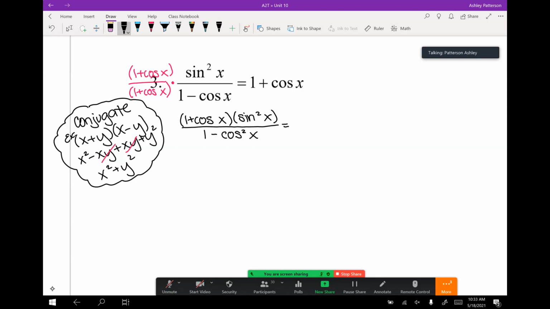Is this one of our Pythagorean identities? Yes. It is. What does it equal, Natasha? Sine squared x. Perfect. So at this point, since we've made the denominator a squared term, we can simplify and substitute in sine squared of x in the denominator because it is one of our Pythagorean identities. And then it cancels out. Perfect. We have a sine squared x in the numerator, a sine squared x in the denominator. They reduce. We're left with 1 plus cosine of x, which is exactly where we need it to be.